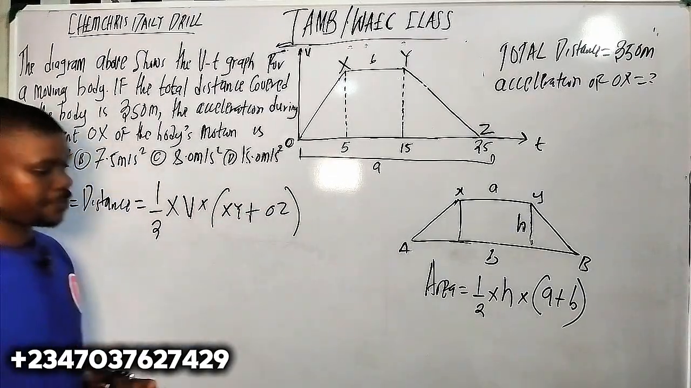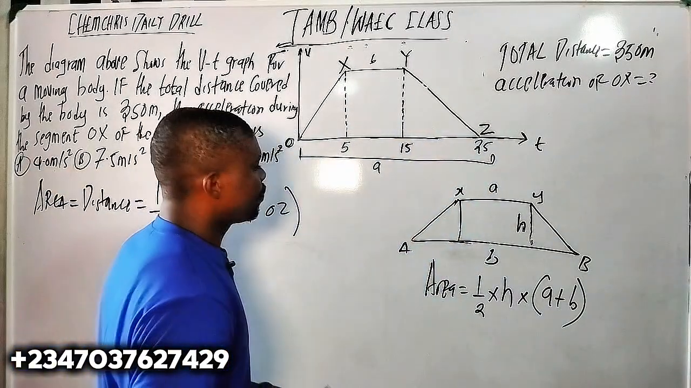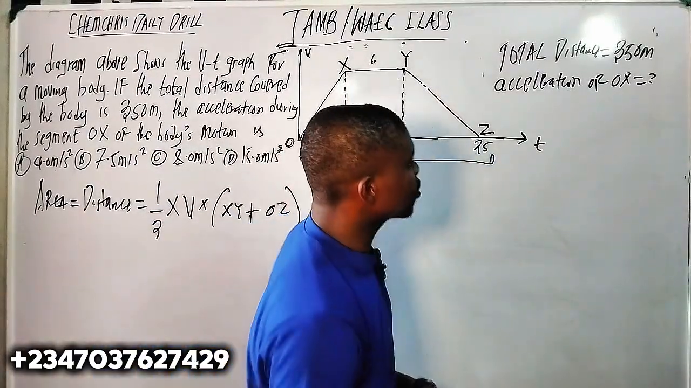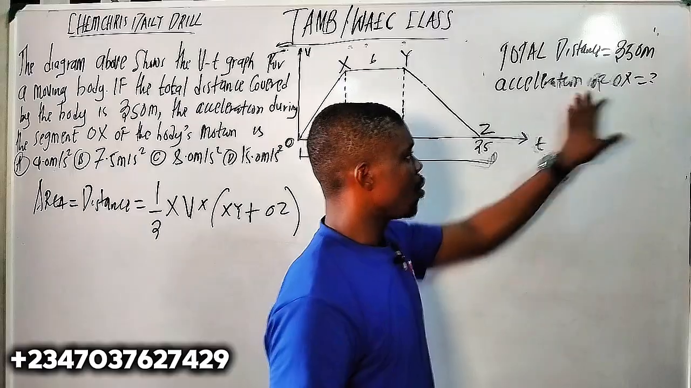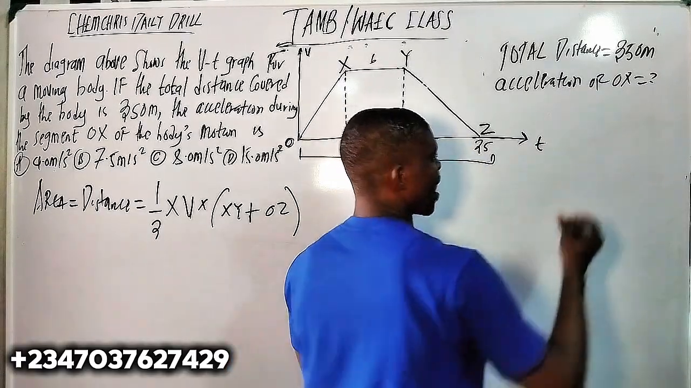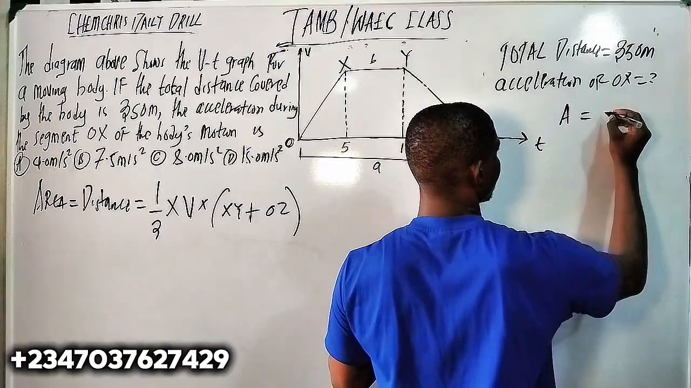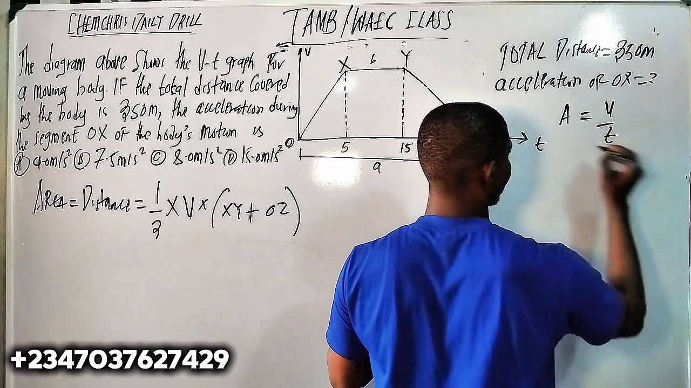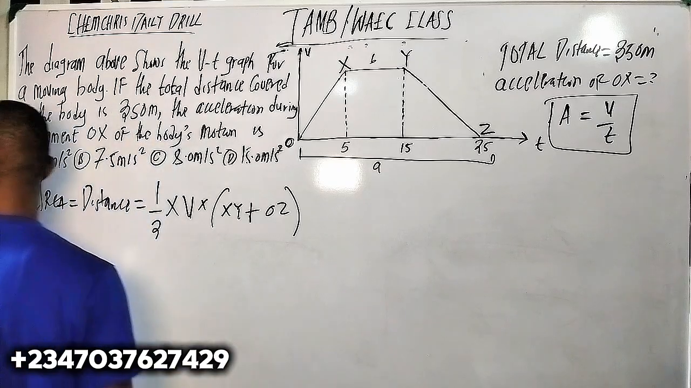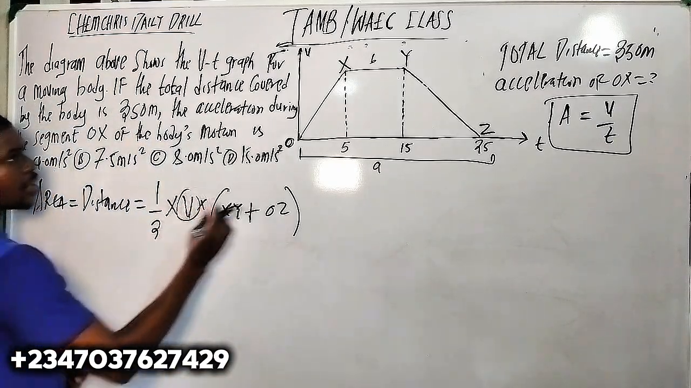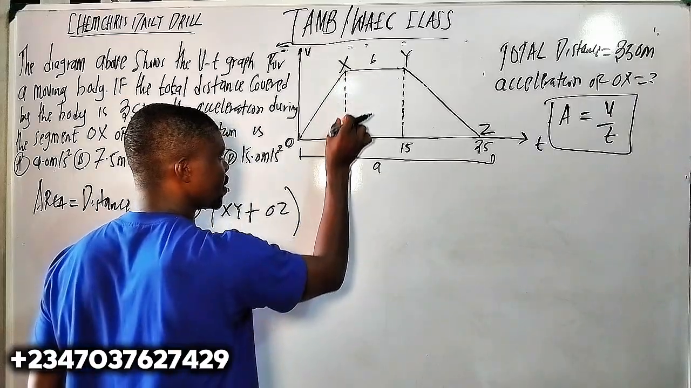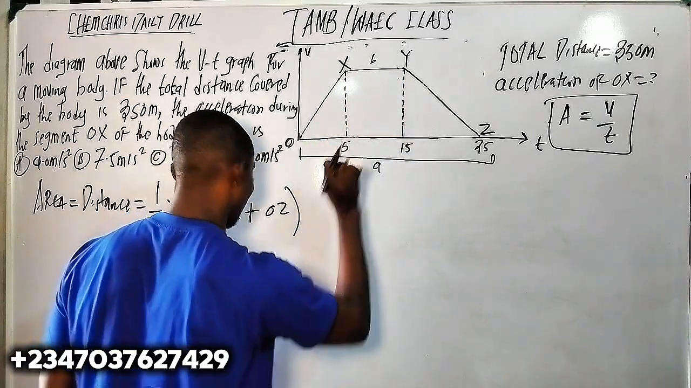So if you check it very well, we are going to look for what? The velocity. Because our mission here is to calculate the acceleration. Remember, what is acceleration again? Acceleration is equal to velocity over time, right? So we want to calculate this velocity here. Remember, this velocity here is also the same as this velocity here. The height here is also the same as the height here, right?